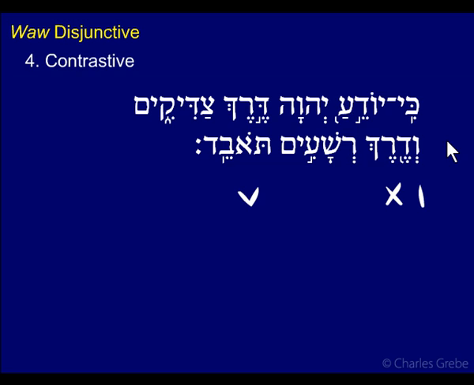So, Waw Disjunctive is when you have Waw plus something other than the verb you would expect in order to continue the sequence. And then you have the rest of your material. And it's used for adding extra information, whether it's circumstantial or parenthetic, whether it's closely tied to the main clause or it's more loosely tied, to introduce new sections and to show a contrast between two things.